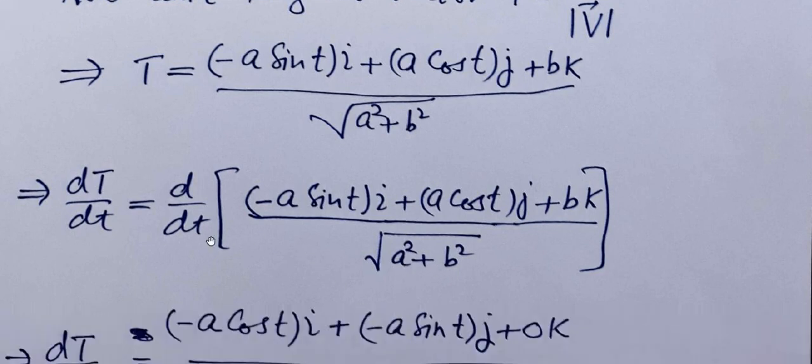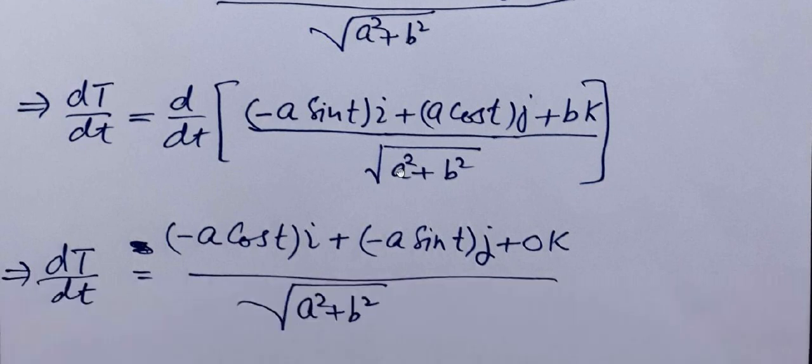Now, to find the curvature, I have to find the derivative of the unit tangent vector with respect to t, so it means d over dt. This whole thing is your T, the unit tangent vector. So I will write the derivative of this with respect to t. This is a constant, so you can write it outside, and you only have to write the derivative of the vector. The derivative of sine is cosine, the derivative of cosine is minus sine, and the derivative of b, which is constant, will be 0.